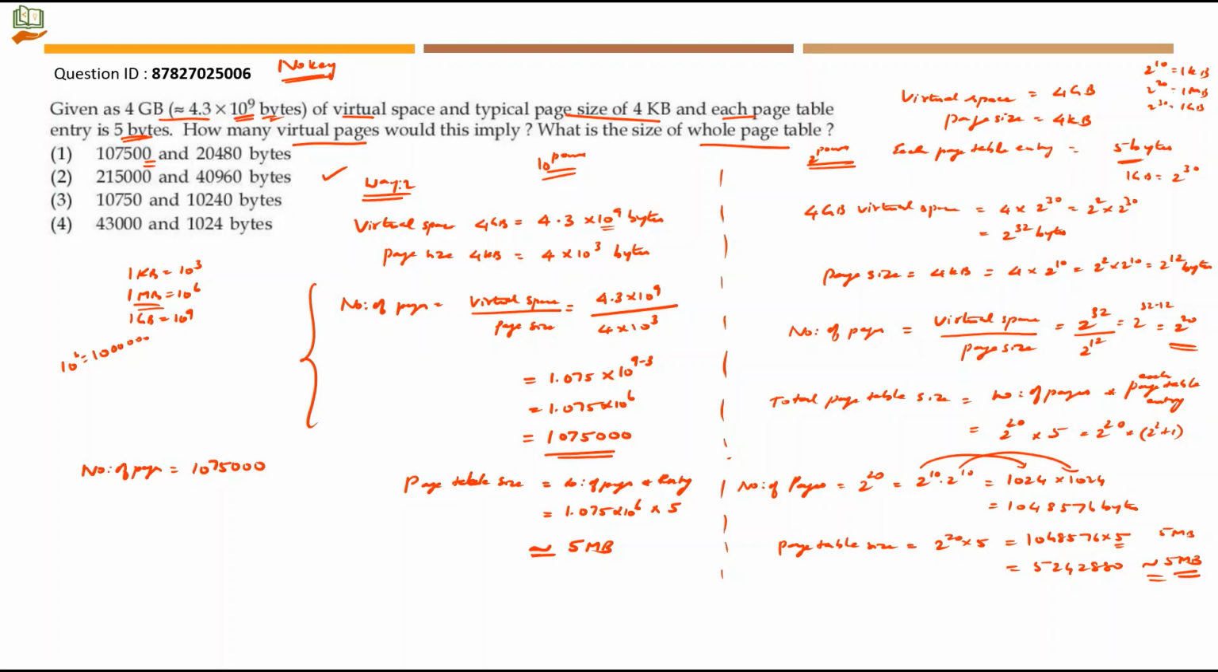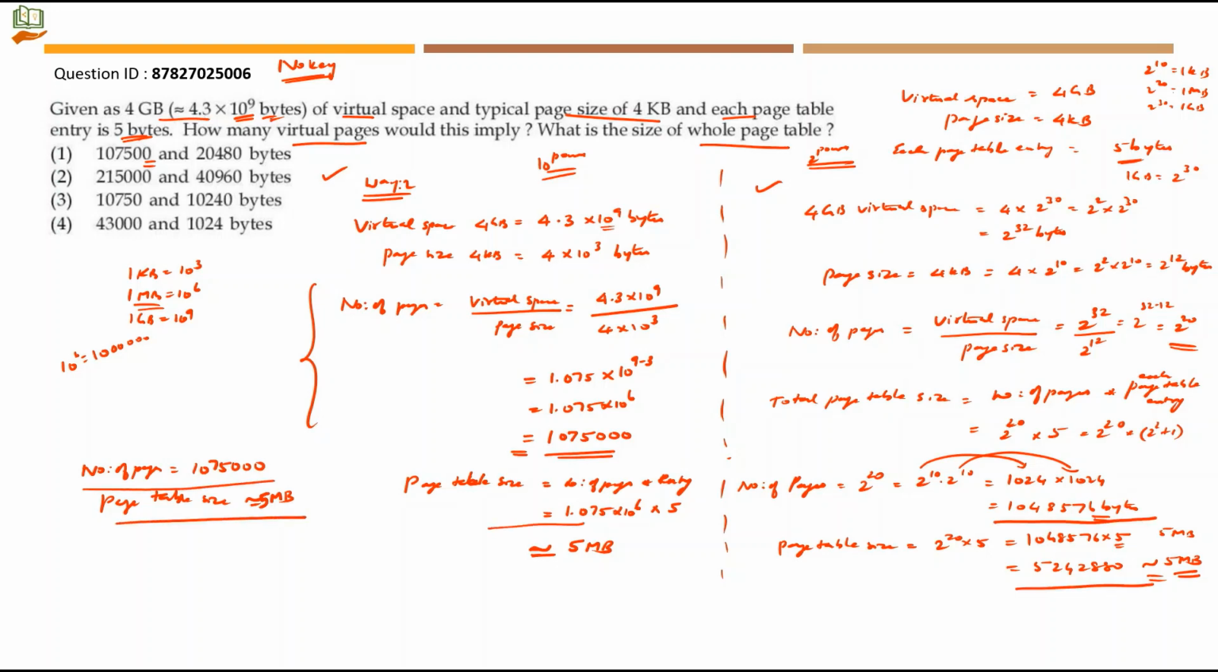But usually we will solve the problem using the 2 power method. Sometimes they will give the answer in the options in 2 power or 10 power. At that time you need not go with the complete number. But if they ask you in terms of bytes with a complete number, you have to calculate this way and bring it to this form. Since there is no key, I'll just mark the answer alone here. So the page table size will be approximately equivalent to 5 MB. So this will be the answer to the question.